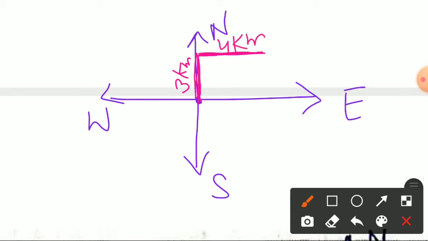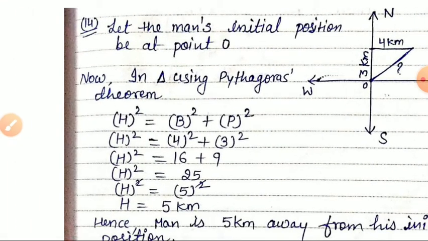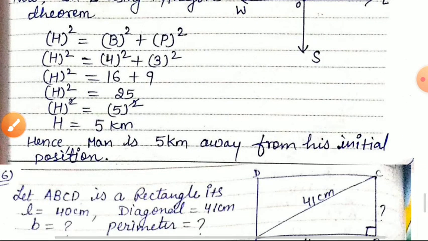Now you need to tell how far he is from the initial point. So right now the man is here, and this distance you need to find. It means we need to find a hypotenuse, and we know how to find the hypotenuse: base square plus perpendicular square. Once you understand the figure, you can simplify it. So when we find the hypotenuse, it will be 5 kilometer. So it tells us that he is 5 kilometer away from his initial position.